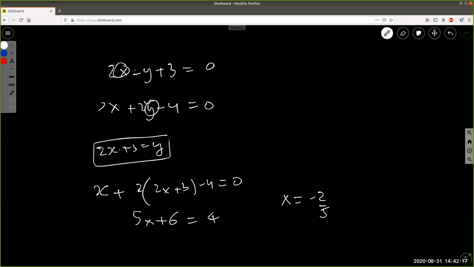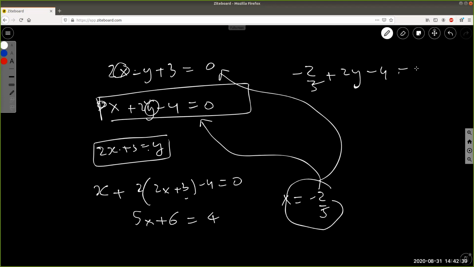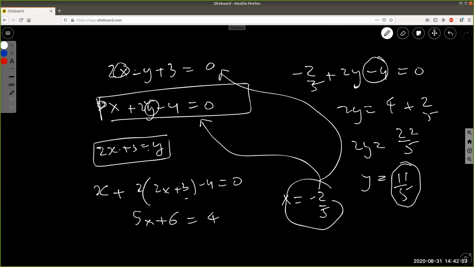So you get x equal to minus 2 by 5. And then how to get y? You put this x anywhere, in this or in this, whichever is easier. Suppose here I put x. What will I get? Minus 2 by 5 plus 2y minus 4 is equal to 0. 2y is 4 plus 2 by 5, which is 22 by 5, so y is 11 by 5. So what is the intersection point? Minus 2 by 5 comma 11 by 5.